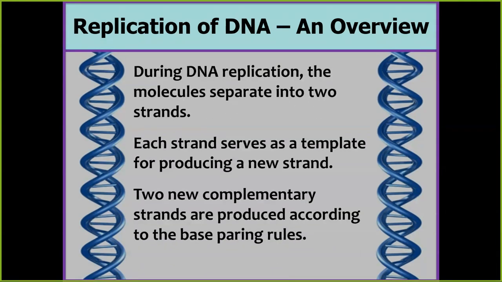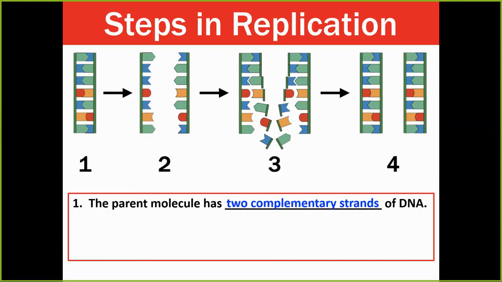All right, so again, we kind of talked about this. Really quick overview. During DNA replication, we're going to take one molecule and separate it into two strands. We're going to unzip it. We are then going to use those strands as a template because they're complementary, so now I know how to build the other strand. And that complementary nature of DNA is going to help me build the new strands according to the base pair rules. All right, quick overview still.